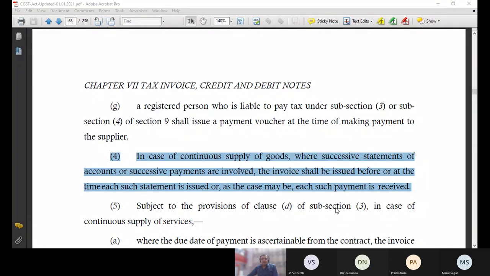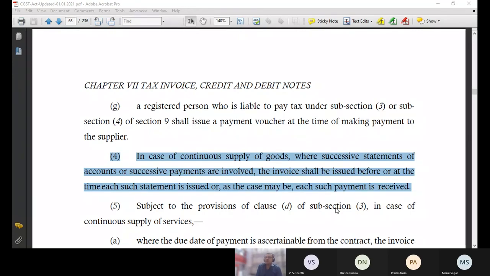Next point. Just like goods are continuously supplied, services can also be continuously supplied. The simplest example is in institutions. For example, in our institution, there may be some contract which is given to annually clean the water tanks in the college premises. Cleaning of water tank is a supply, is a service. Cleaning of water purifiers is a service. Security services, etc., etc. There may be hundreds of services which are regular in nature, which are continuous in nature.